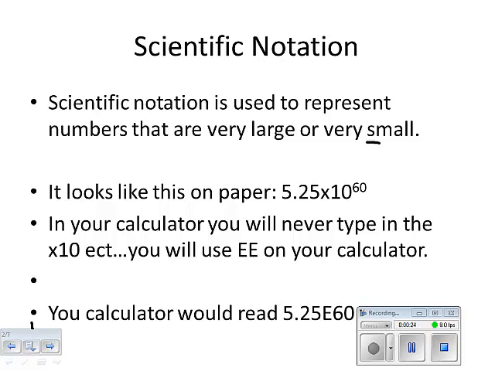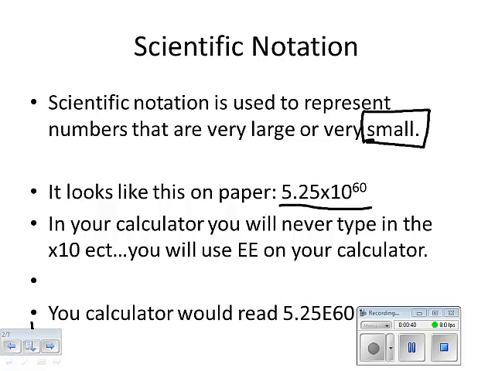Remember, this is chemistry. We talk about atoms. We're going to measure and count atoms that are very small. So this is why we're going to use this. Now, scientific notation looks like this number right here, 5.25 times 10 raised to the 60. So that's what it's going to look like on paper.